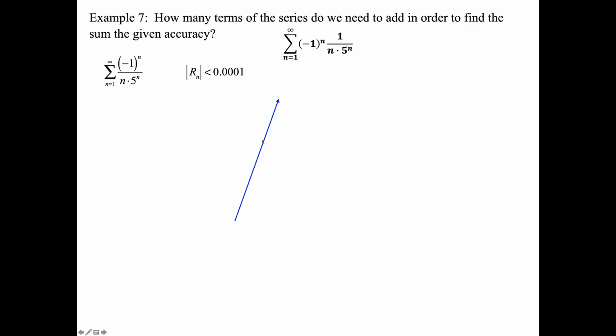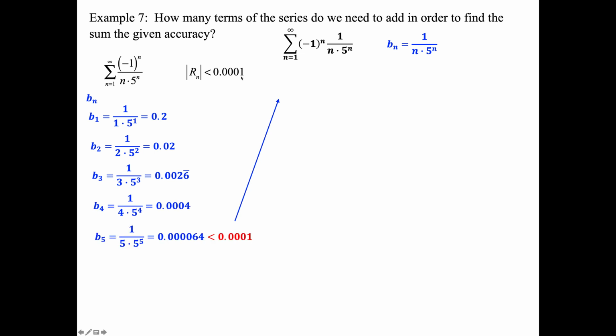Whoops, I don't know where this arrow came from. So here's b sub n equals 1 over n times 5 to the n power. I'm going to find my first few terms here until I find a value that is less than 0.001. Oh, that's what the arrow's for. It's for this term here. So when I get to b sub 5, this is less than my error. So I need to add the first 4 terms.